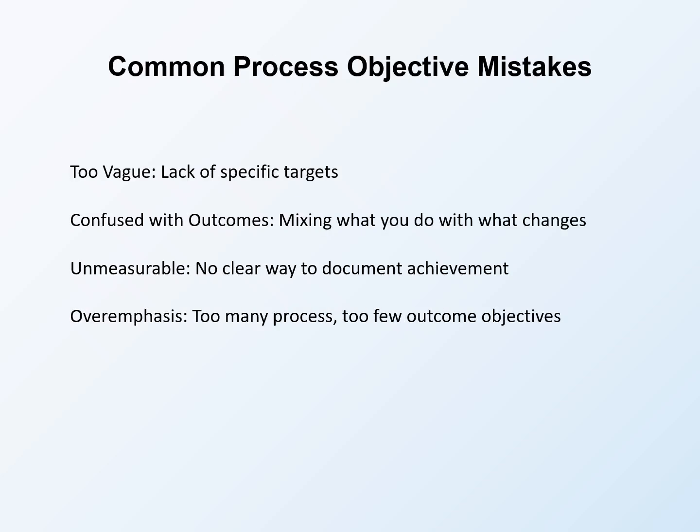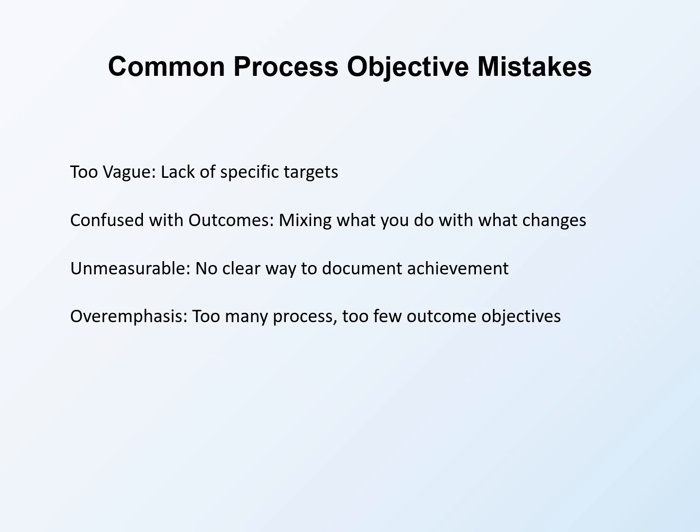Common mistakes undermine process objectives. Too vague means lacking specific targets. Provide services to participants is vague. How many participants? What services? Specificity matters.